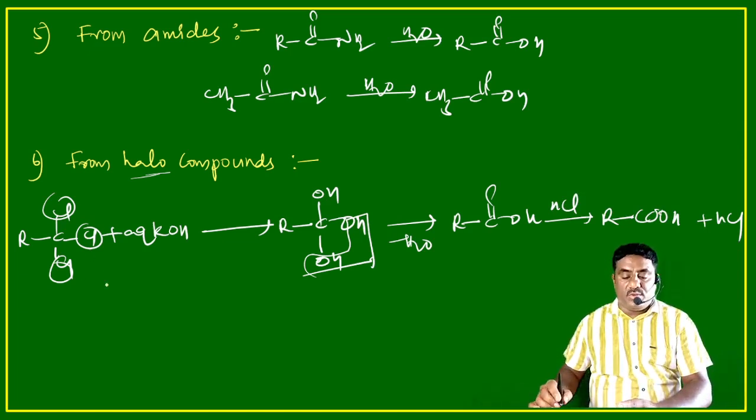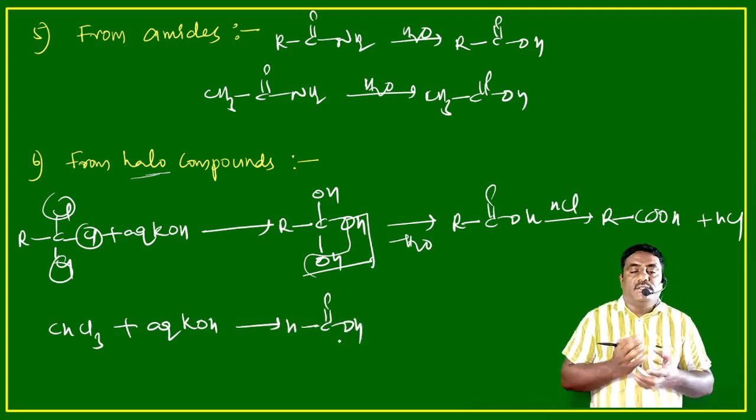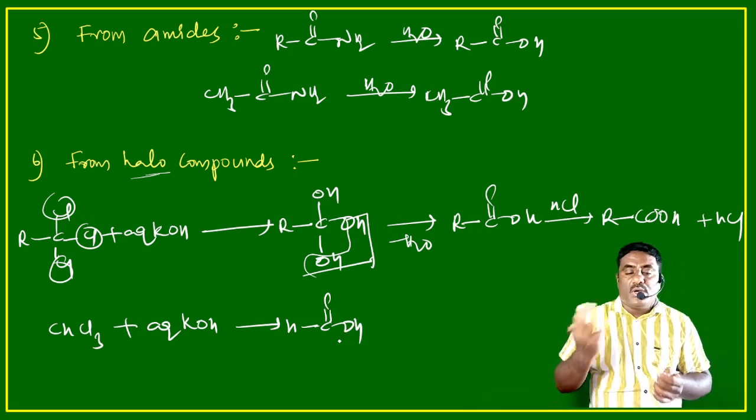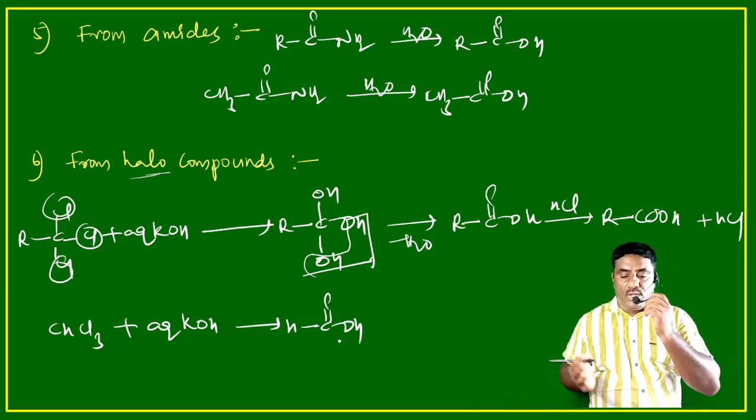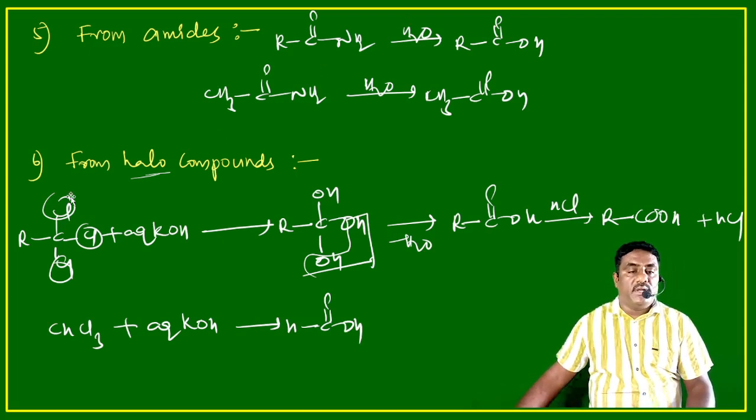For example, I am taking chloroform, CHCl3, with aqueous potassium hydroxide. It gives what? Formic acid, HCOOH. This is from halo compounds to carboxylic acid. Let's move on to the next method.